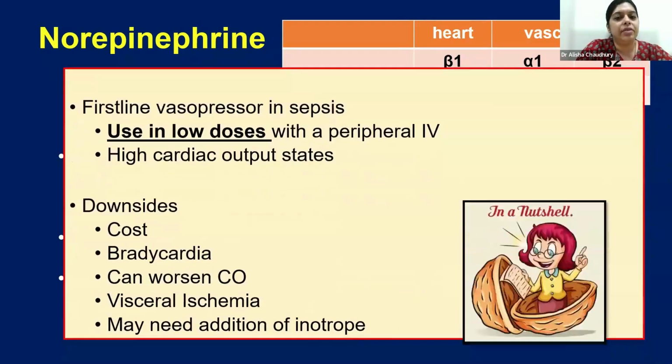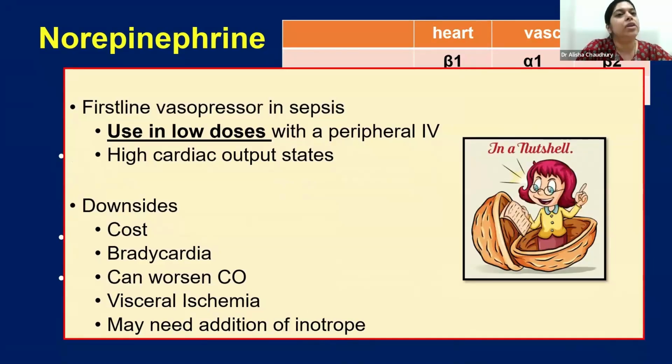So in a nutshell, NORAD is a first line vasopressor in septic shock. In low doses, if required, you don't have a central line, don't worry. You can use it with a peripheral IV line. It is not that harmful. Obviously, for higher doses, you need to put in a central access. But if there's no doctor nearby and your patient's blood pressure is going down, and you have started your NORAD in a peripheral line, you don't need to be worried. You have done a good job today. It suits high cardiac output states like sepsis.